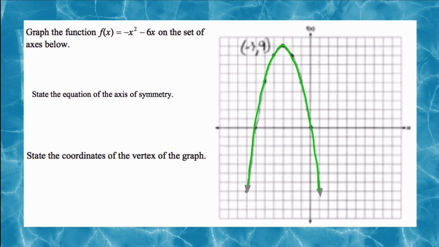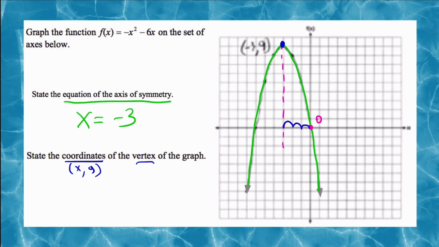So let's see if you can do this one on your own. State the equation of the axis of symmetry. It starts with x equals. So to do that, I'm going to draw my axis of symmetry down to the x-axis. This is 0. I'm going to count. So it's -1, -2, -3. X equals -3.